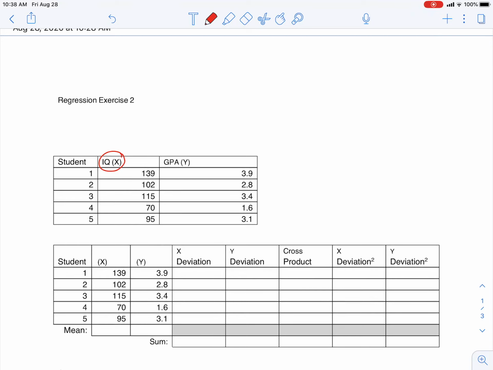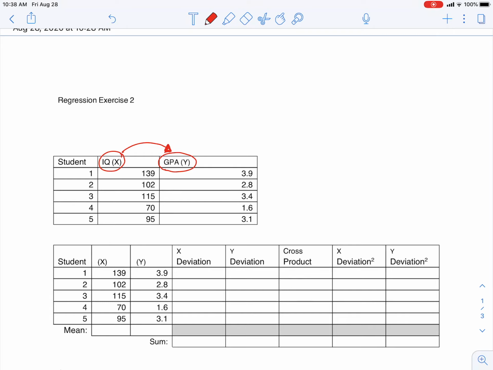Remember, our known or predictor variable always goes on that x-axis, and the criterion variable, the unknown variable, here it's GPA. So let's say we've given 5 people an IQ test and we've measured their GPA at the end of the year. We then want to extrapolate from this data and predict what someone of a given IQ is going to score for their end of the year GPA. And we want to know how strong of a relationship that is.